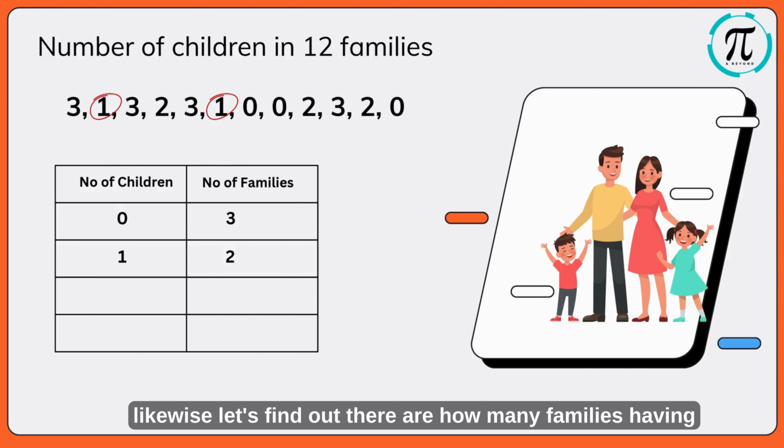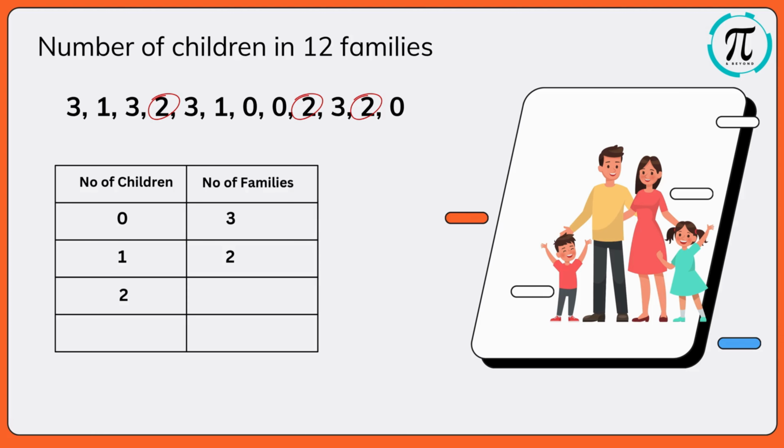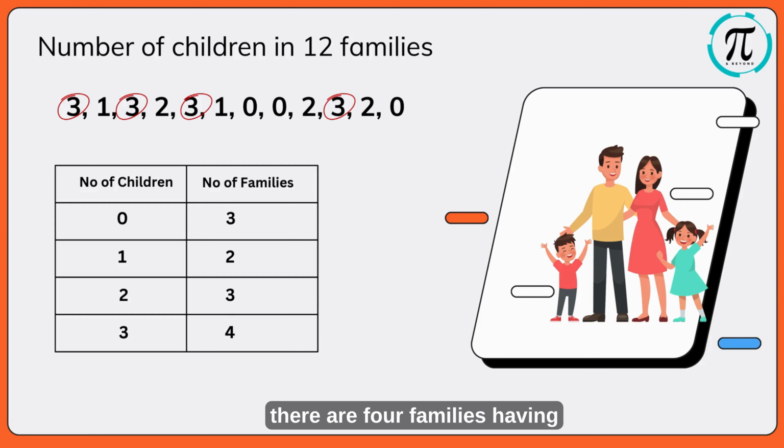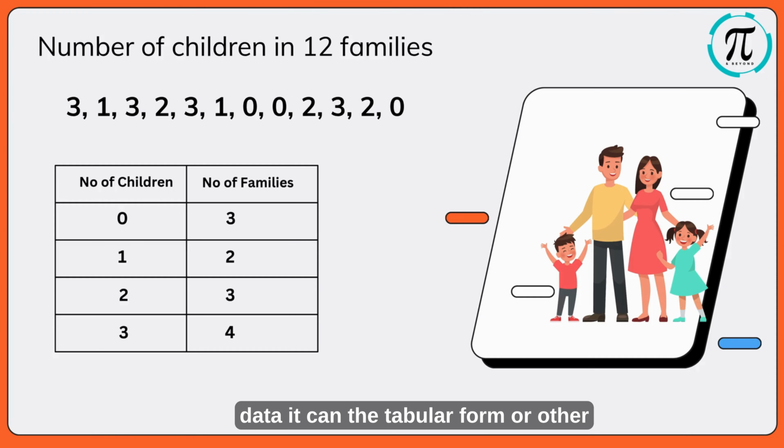Likewise, let's find out how many families have two children. You can see that two is repeated three times. That means there are three families having two children. And likewise, you can see that there are four families having three children. So here is your data in the tabular form. It becomes easy to understand and interpret when we organize the data. It can be in tabular form or other forms as well.